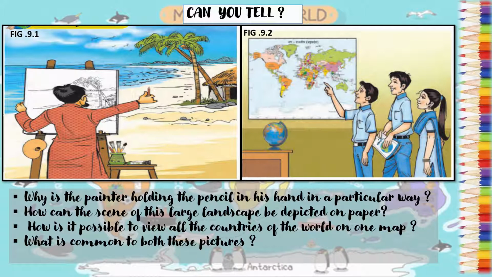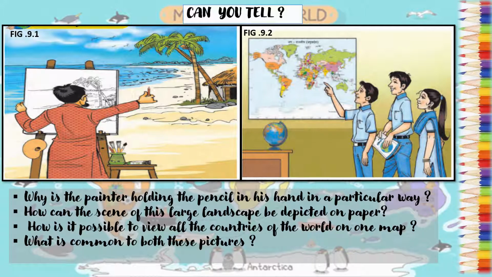Next one, how is it possible to view all the countries of the world on one map? With the intention of preparing maps, a place is reviewed. A scale is also decided depending upon the size of the area that is to be shown on the map. A larger scale is selected if the map of a village or a city is to be shown, and a smaller scale is selected if the map of a country or a world is to be shown. As such, with the help of the scale, it is possible to view all the countries of the world on one map.